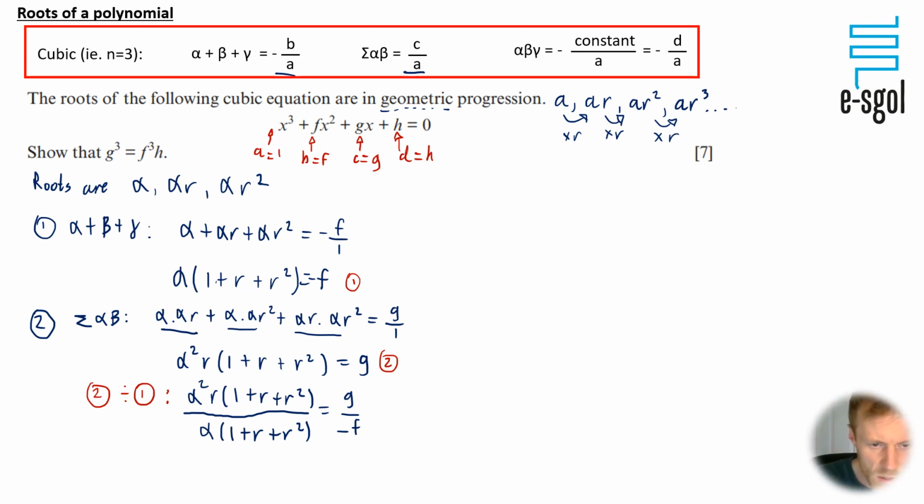I guess these two bits here will cancel, and also the alpha squared on the top and the alpha on the bottom, that's going to cancel. So we're going to end up here with alpha r equals negative g over f.